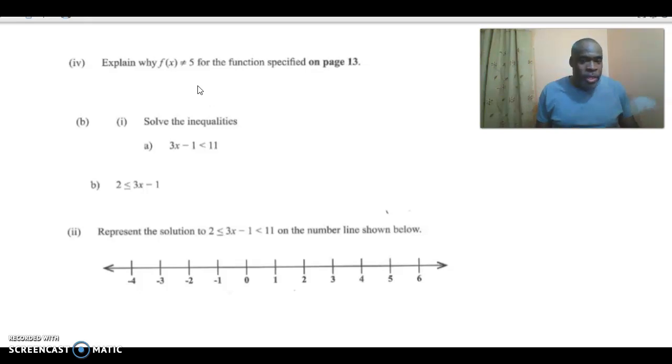Part B asks us to solve the inequality 3x minus 1 is less than 11. What this is asking us to do is find what value of x, when multiplied by 3 and with 1 subtracted from it, we're going to get what?